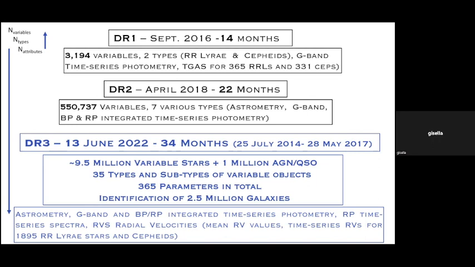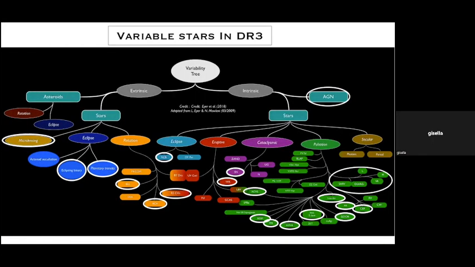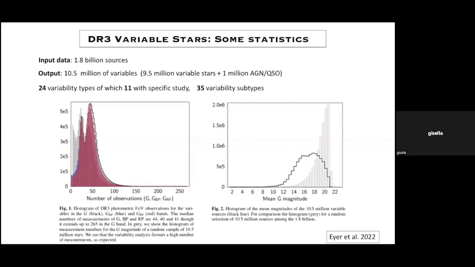And then radial velocities, RVS mean radial velocity values all the way down to the limiting magnitude achievable with the RVS, which is around 16. And also time series radial velocities, radial velocity curves, for about 2000 Cepheids and RR Lyrae stars. So here I have marked on the variability tree the types. You see the white circles, the types that have been released and characterized in DR3.